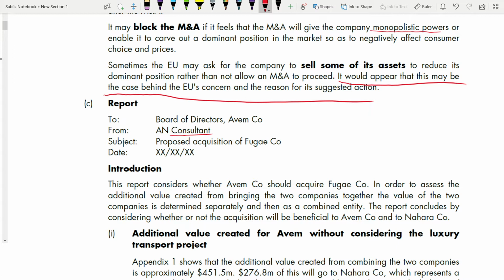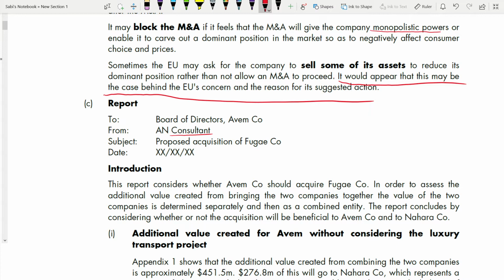Okay, so this report considers whether Avem should acquire Fujia in order to assess the additional value created from bringing the two companies together. The value of the two companies is determined separately and then as a combined entity. So you're telling them how you got that additional value. How do we get the additional value in acquisition and merger? We first find the value of the two companies separately.